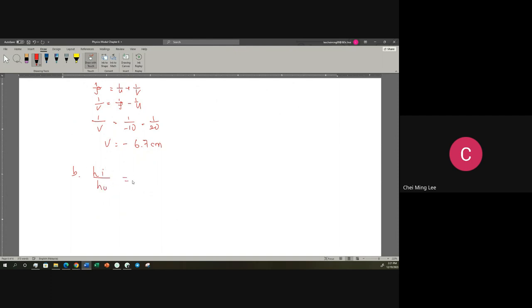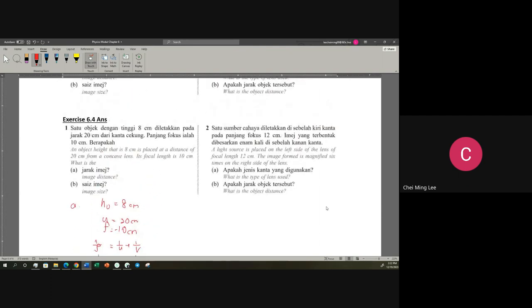Height of image over height of object equals V over U. So we just substitute inside. HI equals V over U times HO. This one we already know is 6.7. We are talking about the magnitude, over 20 times E. So you should get 2.68 cm.